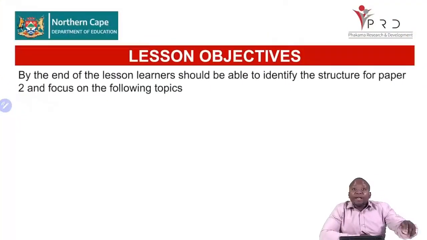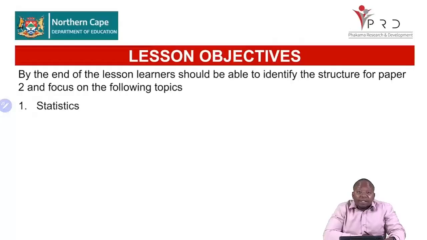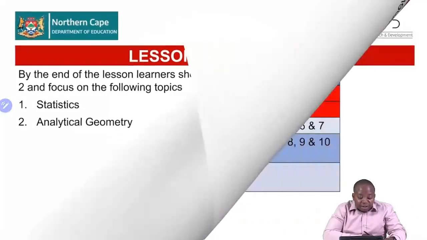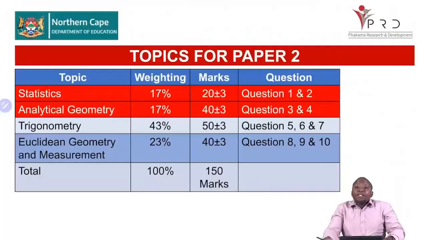Now, grade 12, by the end of this lesson, you must be able to identify the structure for paper 2, and we are going to focus on the topics of statistics and analytical geometry. This is the structure for paper 2, and we know that our paper 2 has 4 topics. For this lesson, we are going to focus on the first 2 topics that are highlighted in red. So that is statistics.